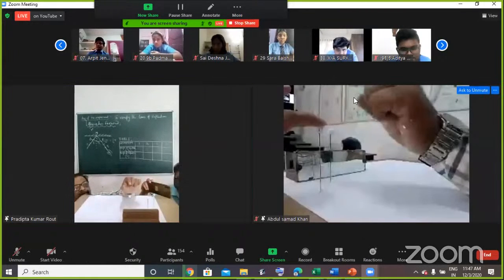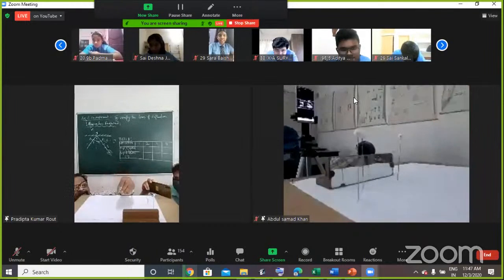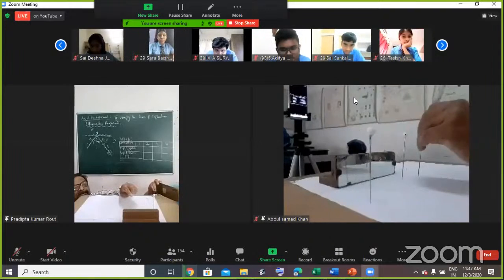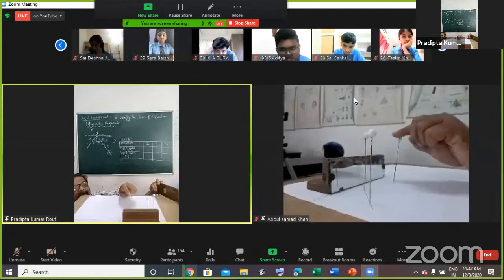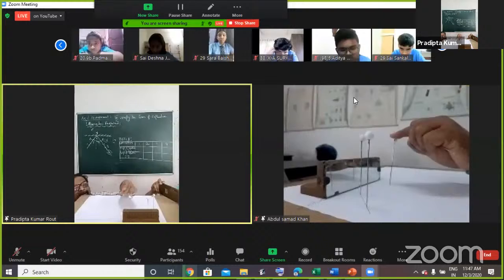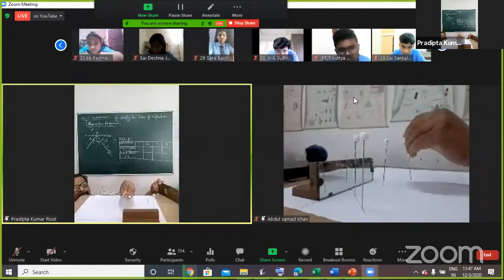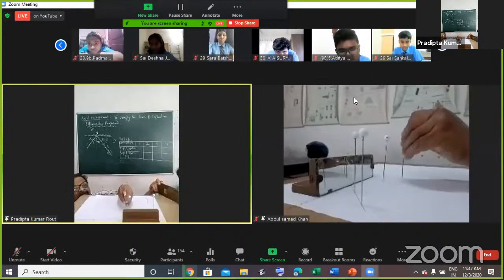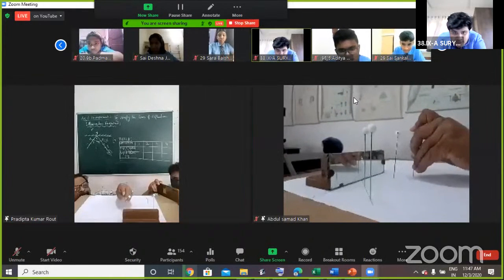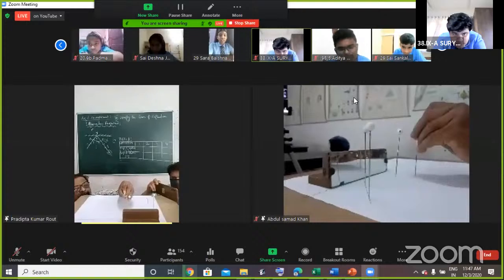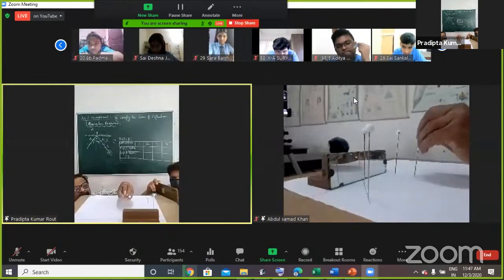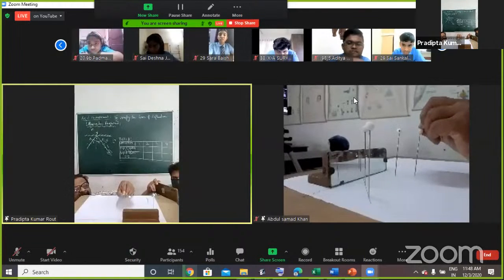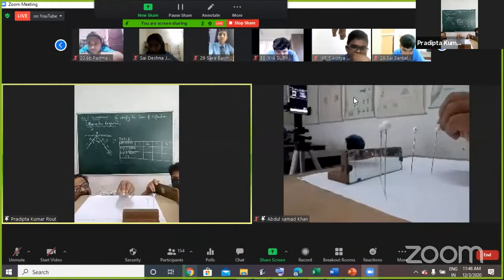Now again, can you see now? Yes, sir. Look at this now. The four pins lying in a straight line. Look at this. The four pins lying in a straight line or not?